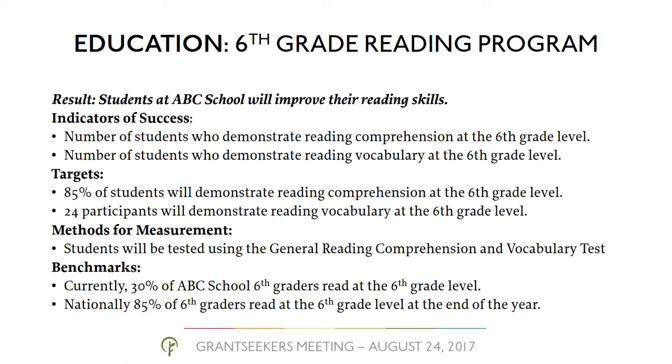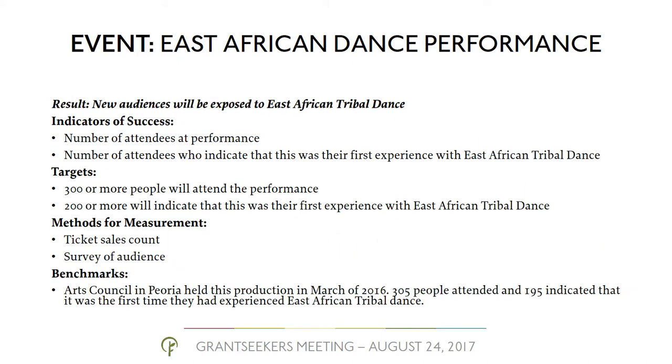Let me try to give some context here with the benchmark. Currently, 30% of ABC School's 6th graders read at the 6th grade level. Nationally, 85% of 6th graders read at the 6th grade level at the end of the year. This gives the committee some idea of what you're trying to accomplish in context. So that's a programmatic example, and sometimes you're looking at something like education that seems easier to measure.